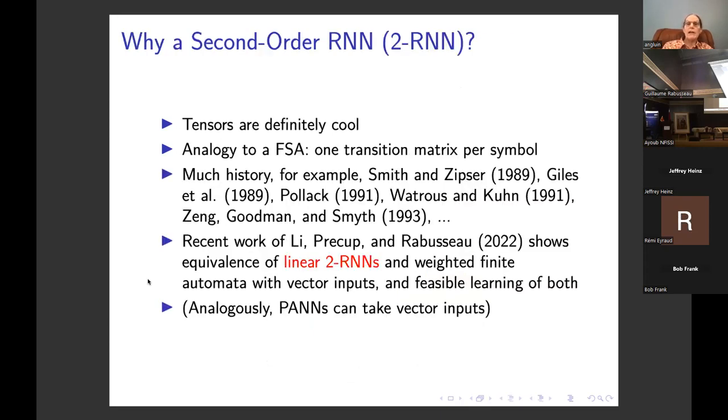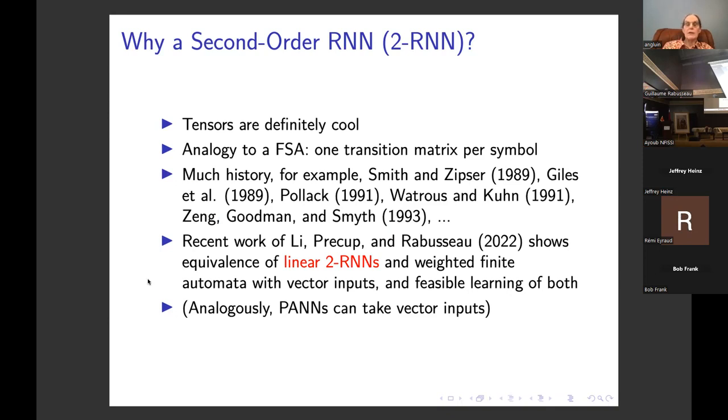So why are we thinking about second order RNNs, that is, RNNs where we have a matrix for each symbol? Well, first of all, the cool kids are talking about tensors, so maybe we should keep up. There's a direct analogy to finite state machines in the sense that there's one transition matrix per symbol. So that was the hope of interpretability, that we might be able to stare at the transition matrices and correlate them with the symbols.